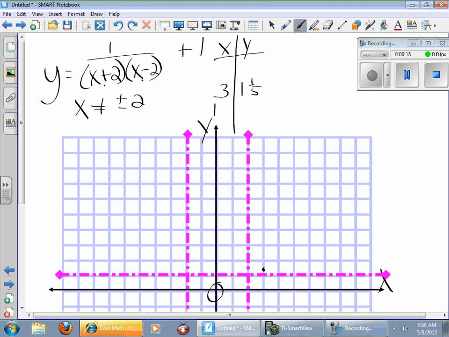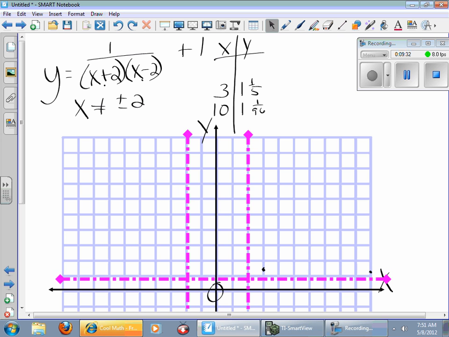All right, when I put a number like 10 in, well, I'm going to get 12, 8, 96, 196. I'm going to get 1 and 1/96, which is pretty darn close to the asymptote. So your eye probably can't tell the difference. You would need a really good way to blow that up, but it's going to be sitting right there.